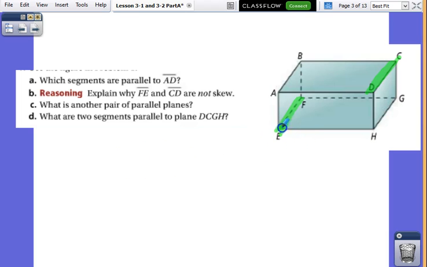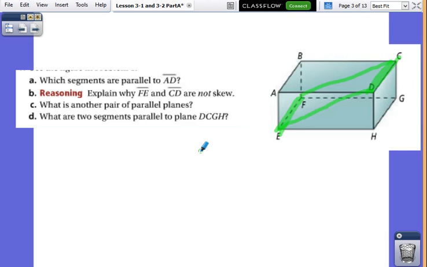Yeah, so if I connected E and D and I connected F and C, that makes a little parallelogram type shape, which to me indicates that they're in the same plane. So even though the plane that they shared was not drawn, it could still exist.